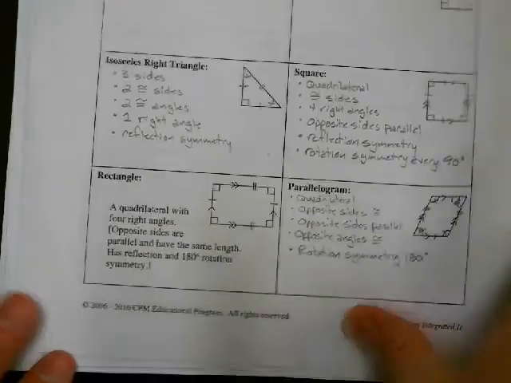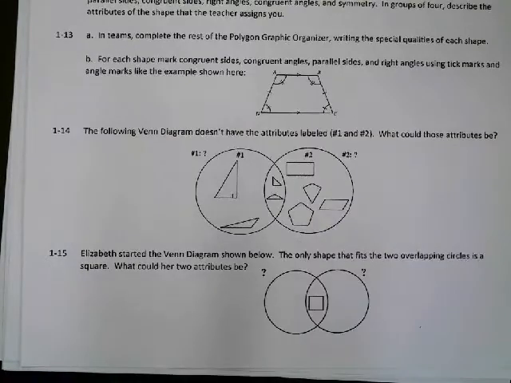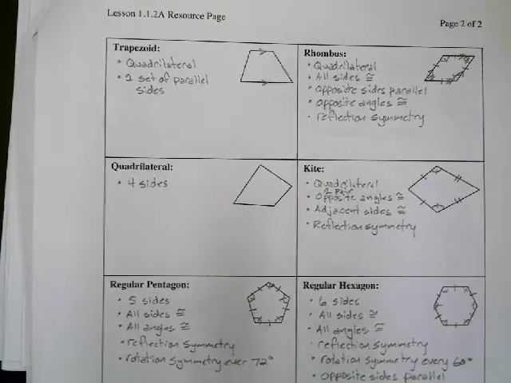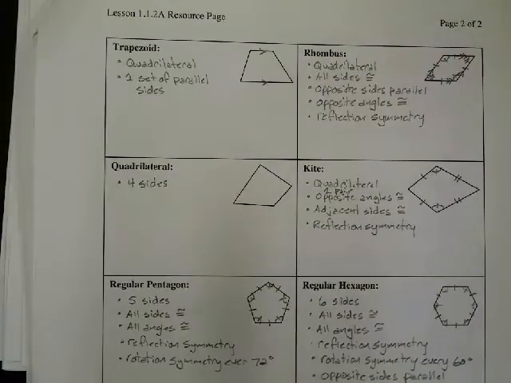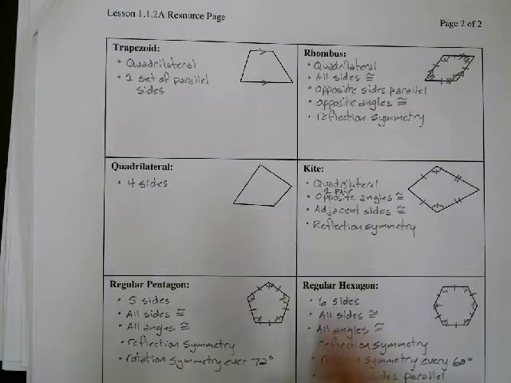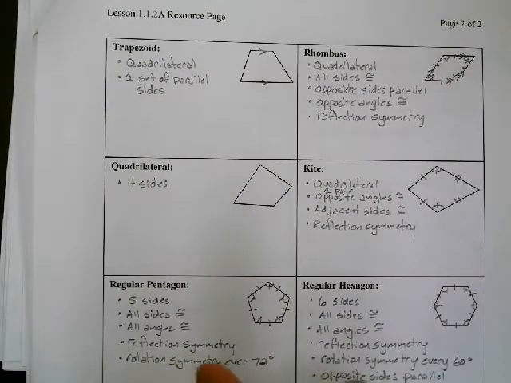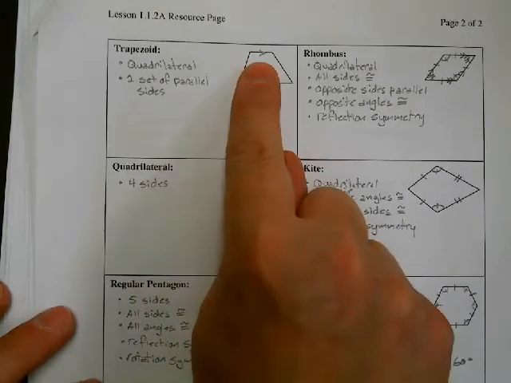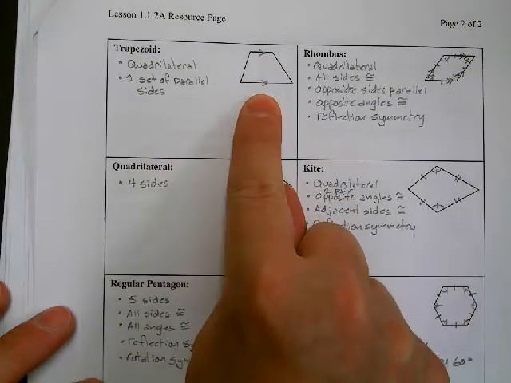All right, we got one more page of this. Trapezoid. A trapezoid is where we have only one set of parallel lines, or parallel sides. So this is a little bit different from our parallelogram because the parallelogram had two sets of parallel sides. A trapezoid has only one set, so we can see those arrows right there for that. So it is a quadrilateral.